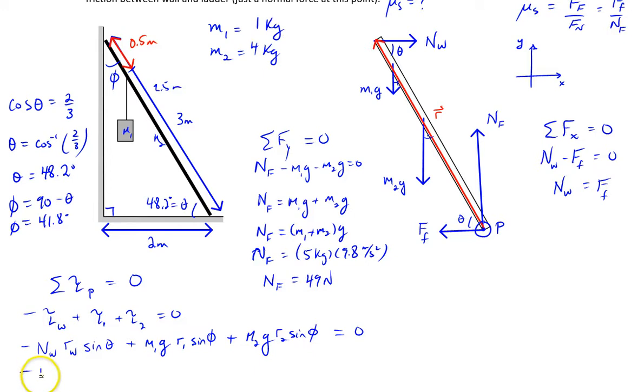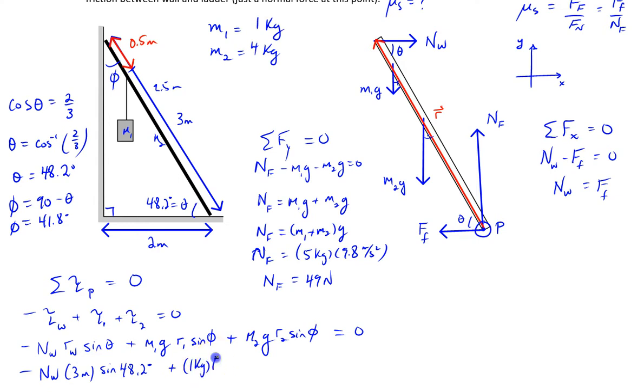Okay, so the normal force in the wall multiplied by r sub w, which is the distance from the axis of rotation to where that force acts, which is the length of the ladder, which is 3 meters long. So it's 3 meters times the sine of the angle, which is 48.2 degrees.